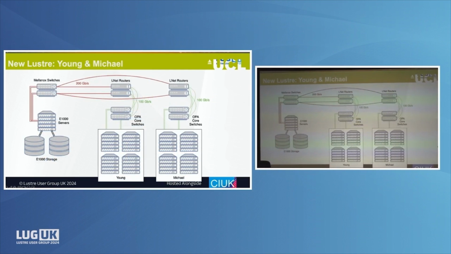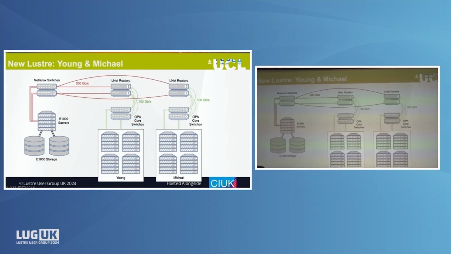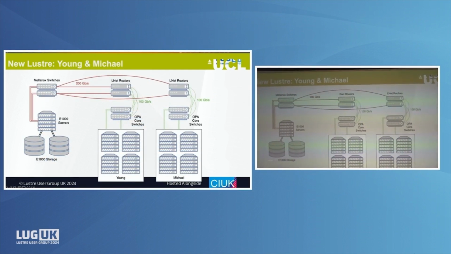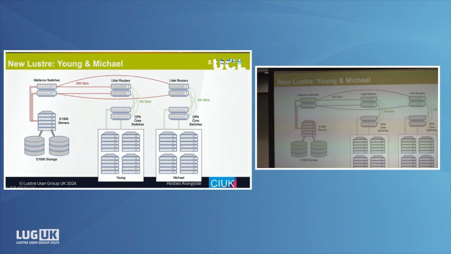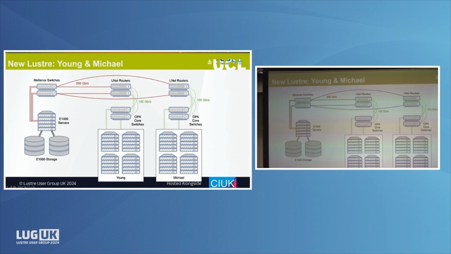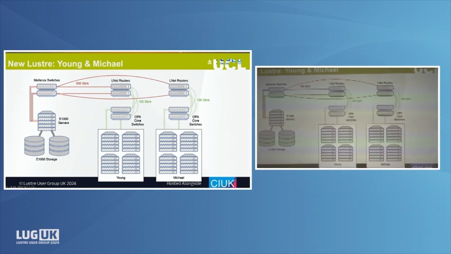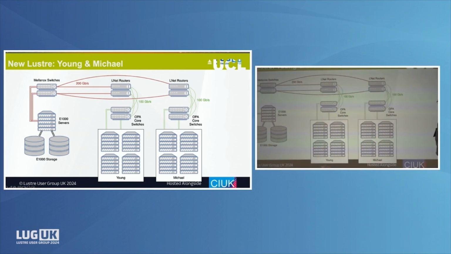Similar, but a bit more complicated on the Young and Michael side. Again, we have the Lustre system here, internally Infiniband, and we have 2 clusters, Young with its own internal Omnipath network, and Michael with its own separate Omnipath network. Each one has a pair of LNet routers, which go back to the Lustre side.